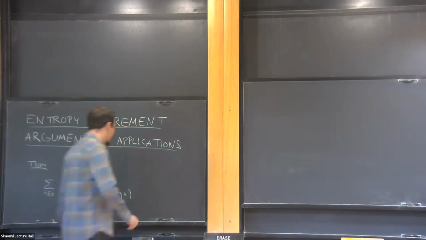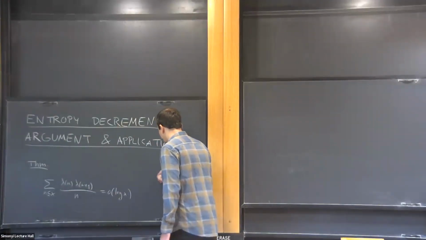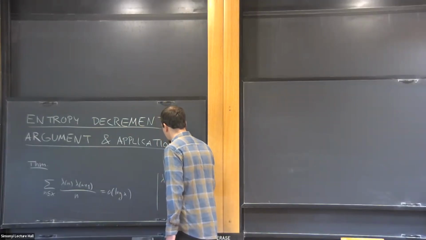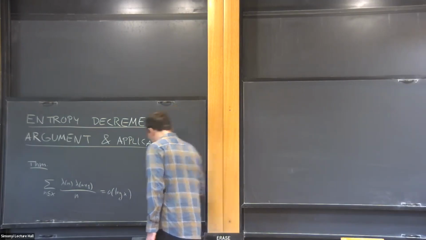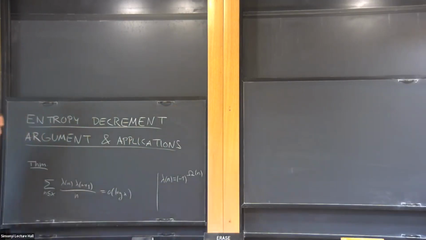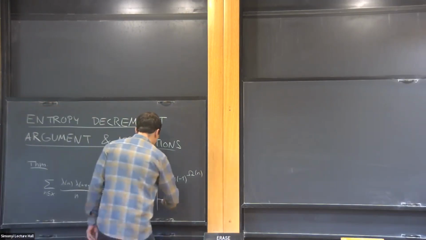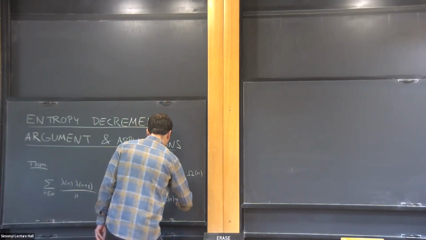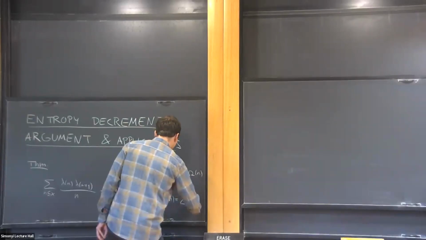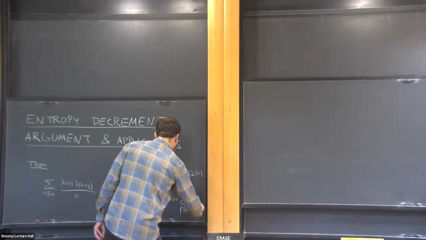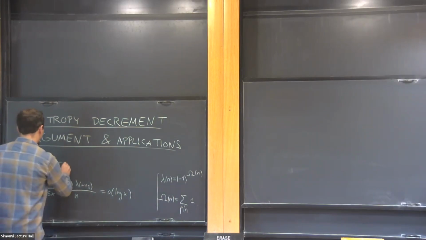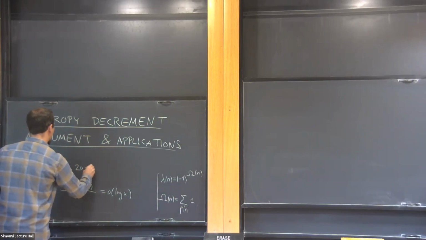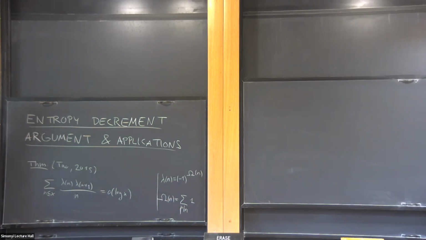And just to recall, the Liouville function λ(n) is (-1) to the Ω(n), where Ω(n) is the number of prime factors of n with multiplicities. Okay, so this is Tao's two-point Chowla.